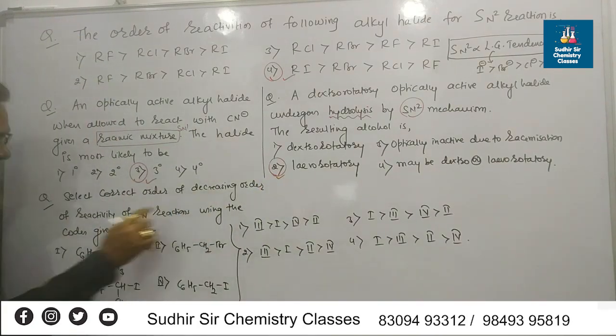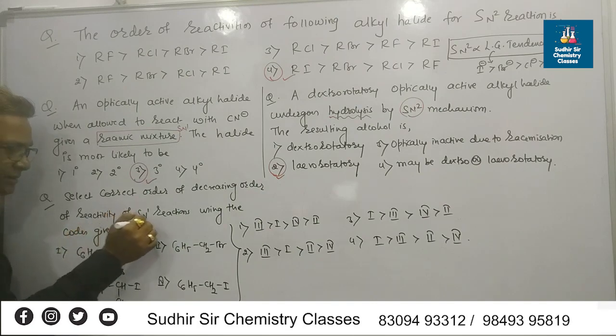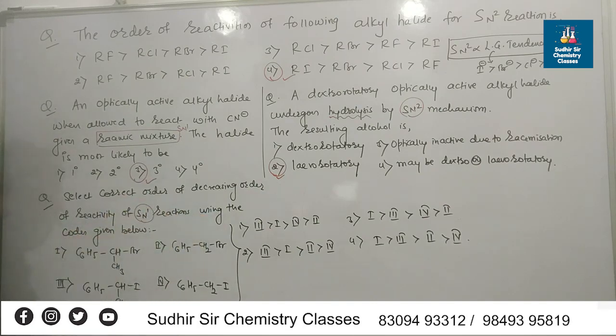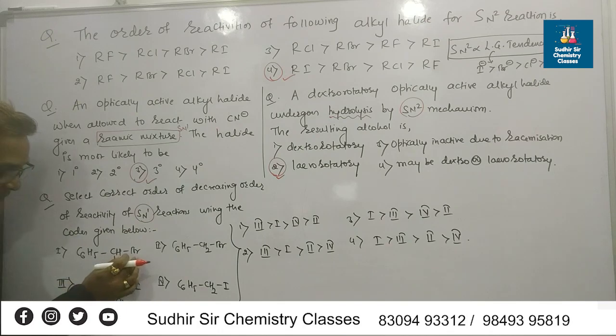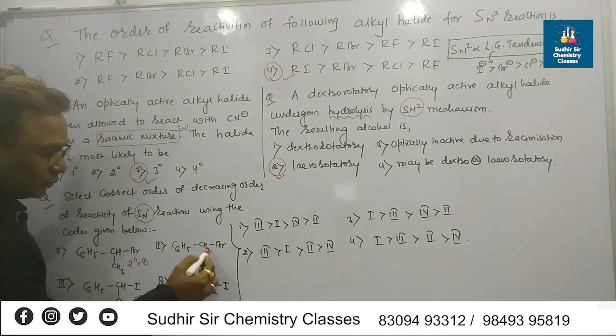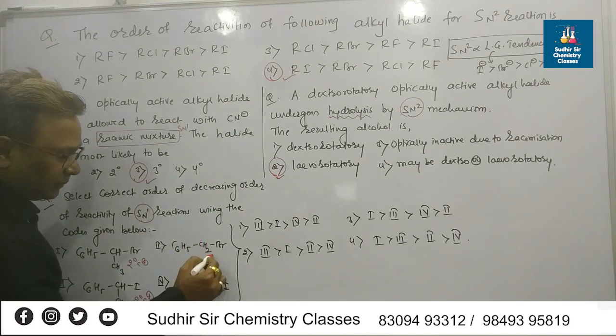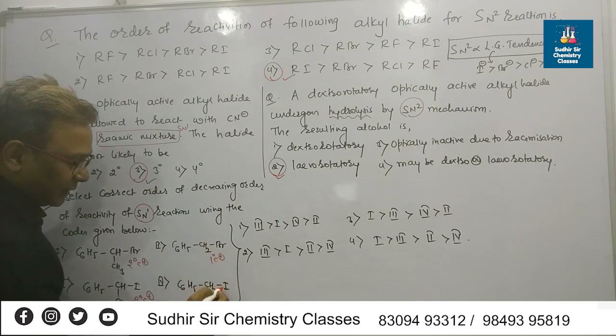Select the correct decreasing order of reactivity for SN1 using the order given below. In this one, if it goes off, it forms a carbocation, a secondary carbocation. Iodine will leave, forming the carbocation. This is also a secondary carbocation, right? In this case, Br goes off and forms a primary carbocation, and iodine will.